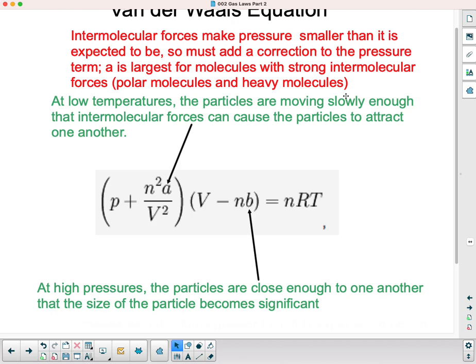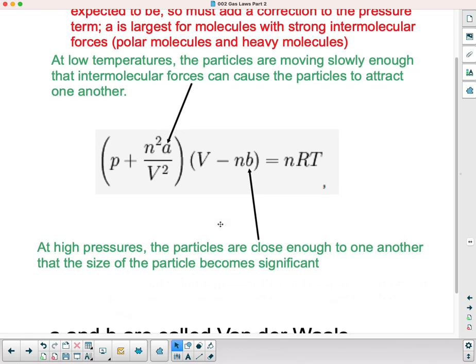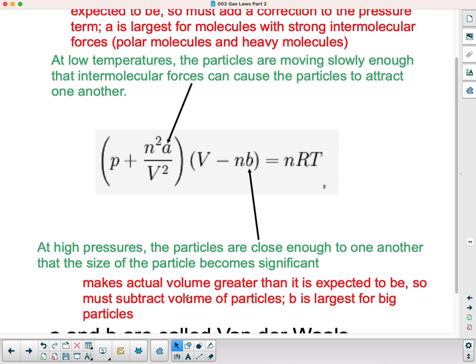The other issue is space taken up by the particles, and that's what this b value is right here. At high pressures, the particles are close enough to one another that the size of the particle becomes significant. This is essentially number of particles times the volume of an individual particle. And so the overall volume ends up needing to be corrected. If the particles are taking up space, it makes the actual volume that the gas needs to have be greater than what it's expected to be. So to make the calculation work, you have to subtract out the space taken up by the particles.